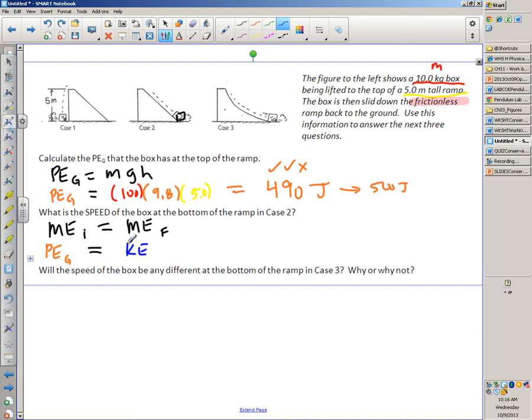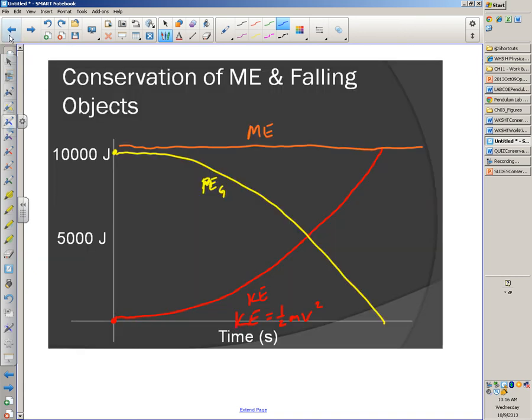Anything stretched out or scrunched together during the course of this box running down the ramp? No. So we don't have to worry about elastic energy. So we know from an energy standpoint, it starts with potential gravitational energy and ends up with kinetic energy. How much? What did we say about these graphs that we drew before? Total mechanical energy remains the same. The total remains the same, right?